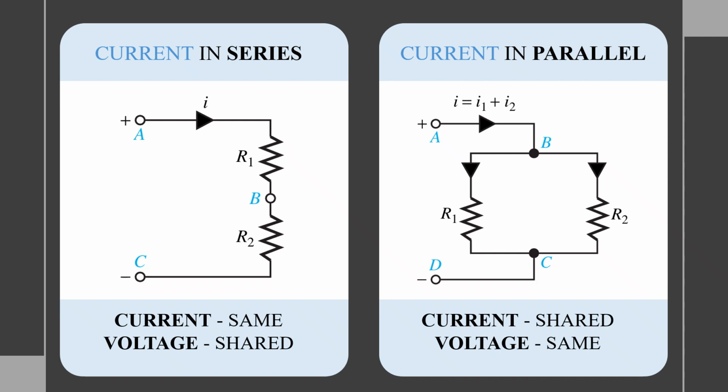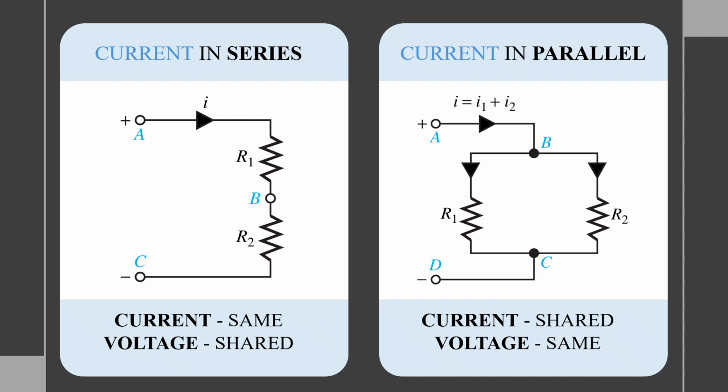Kirchhoff's current law is very useful when looking at current in circuits that are connected in series or parallel. So we have current in series where, for example, here we have just 2 resistors, and the current at node A, node B, and node C are all the same, while the voltage is shared across resistor 1 and resistor 2.